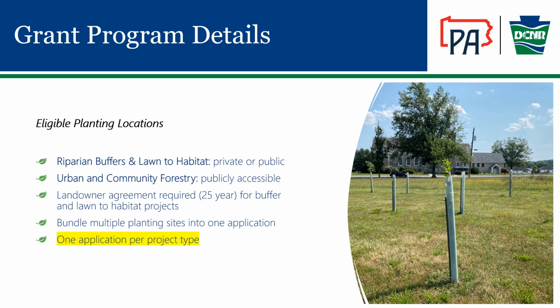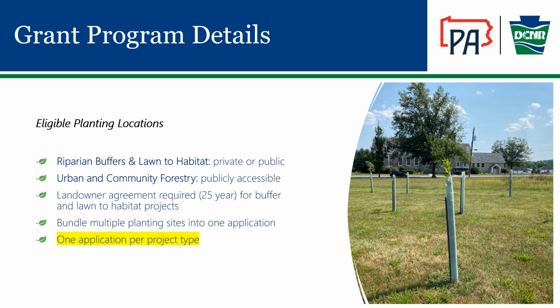Eligible planting locations include private and public properties for riparian forest buffers and lawn to habitat projects. These projects require a 25-year landowner agreement. Urban and community forestry plantings should take place on public property or in the public right-of-way.